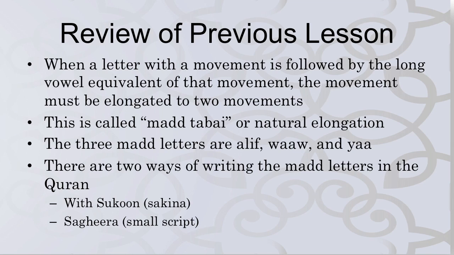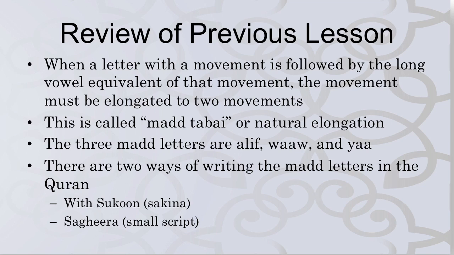Okay, as a review of the previous lesson, what did we learn in the previous lesson? Whenever a movement or a haraka is followed by its long vowel equivalent, the movement must be elongated to two movements. This is called what? This is called natural elongation or mad tabi'i. So, which means that if a maftooha letter is followed by an alif, a madmuma letter is followed by a waaw, a maksura letter is followed by a ya, specifically alif sukoon, waaw sukoon, and ya sukoon, then that movement must be elongated to two movements. And this is called natural elongation or mad tabi'i.